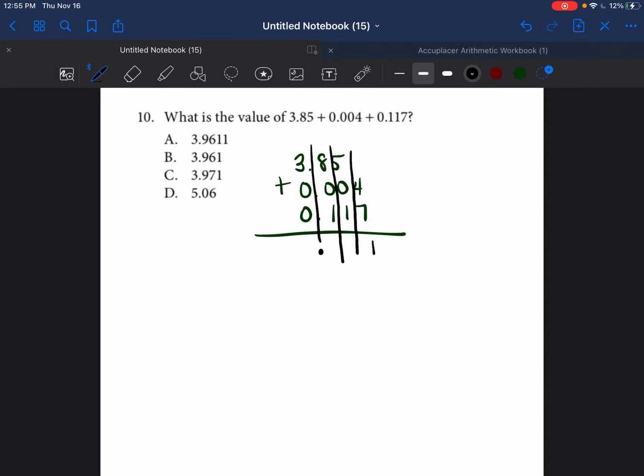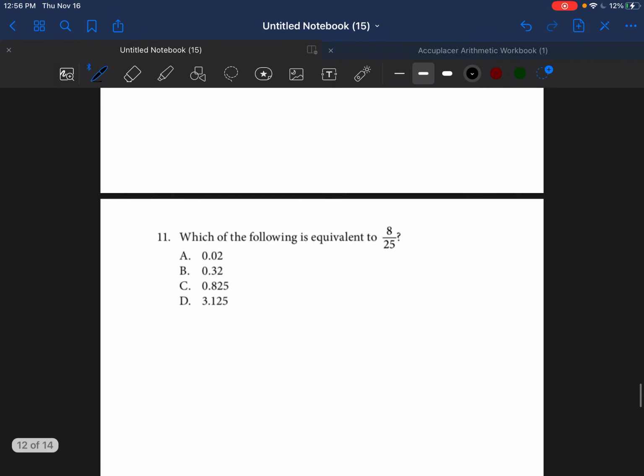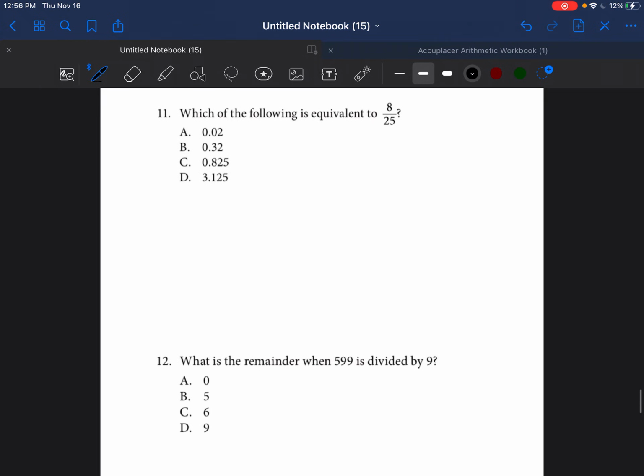So 4 plus 7 is 11, carry the 1. 5 plus 1 plus 1 is 7. 8 plus 1 is 9. And 3 plus 0 plus 0 is 3. So the answer is 3.971. Remember, when you're adding decimals and you're adding them out, make sure on your scrap sheet of paper that you have everything lined up and that you don't forget to include the decimal in your answer. 3.971. Okay, great.